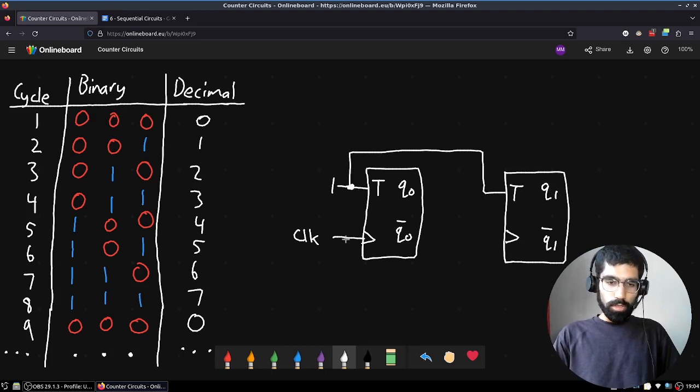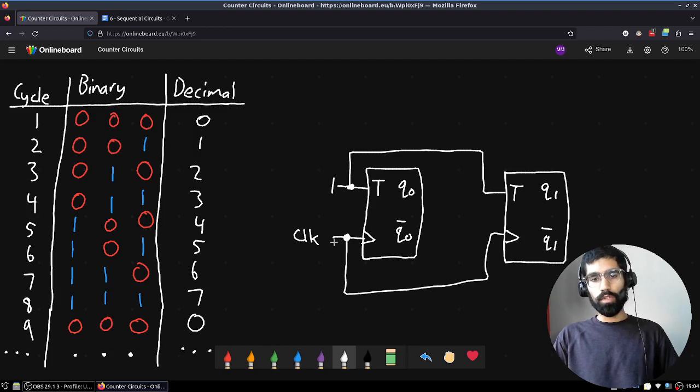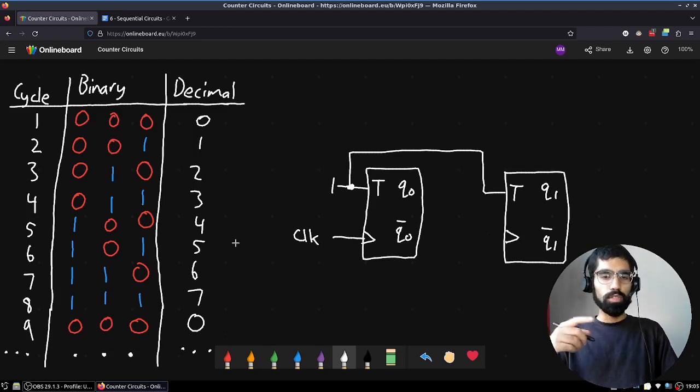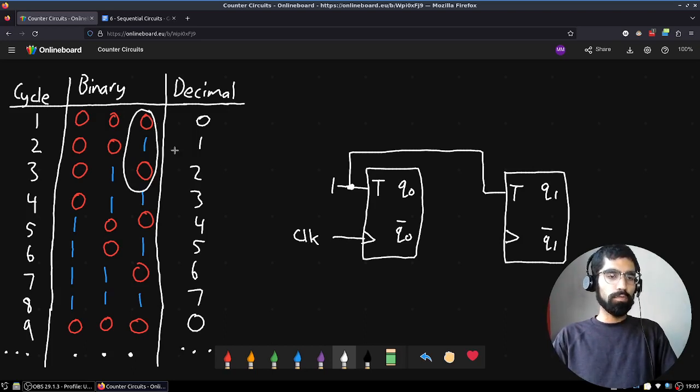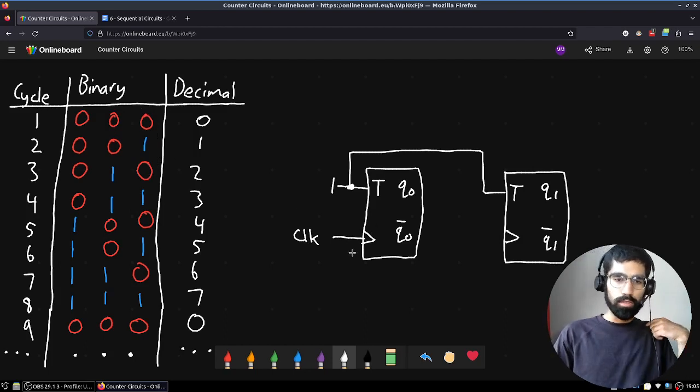Now the only issue is I can't just take this clock input and then feed it here, because then the circuit would be toggling every single cycle, every time there's a rising edge. We don't want to do that. We want to toggle at half that rate. We want to toggle half as frequently as this first flip-flop was toggling. So how can we do that?